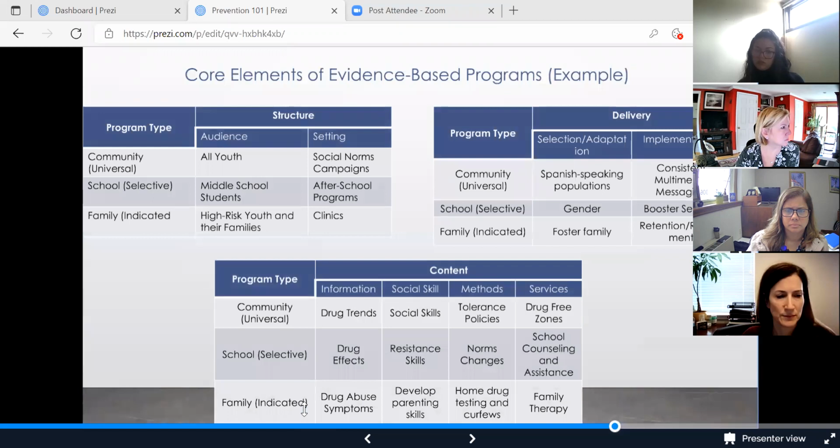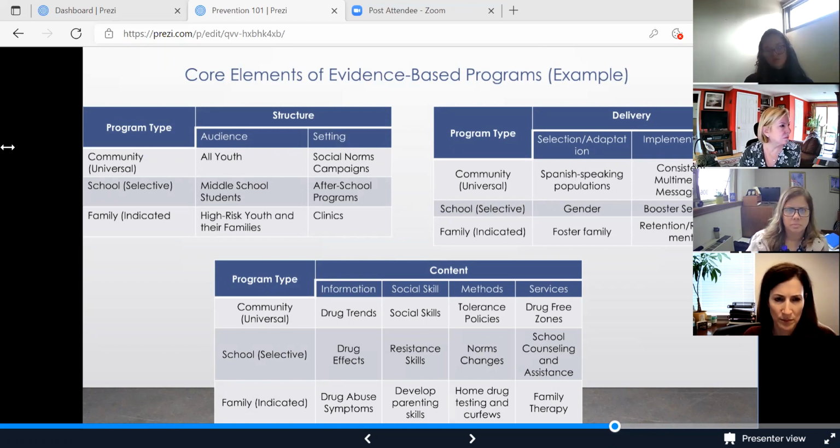This is just a little setup of how we are going to use different core elements of evidence-based programs. If you take a look at the first table, I divided it by the different sectors of prevention, universal, selective, and indicated, as well as for each one, the structure, the delivery, and the content. That's three separate tables.